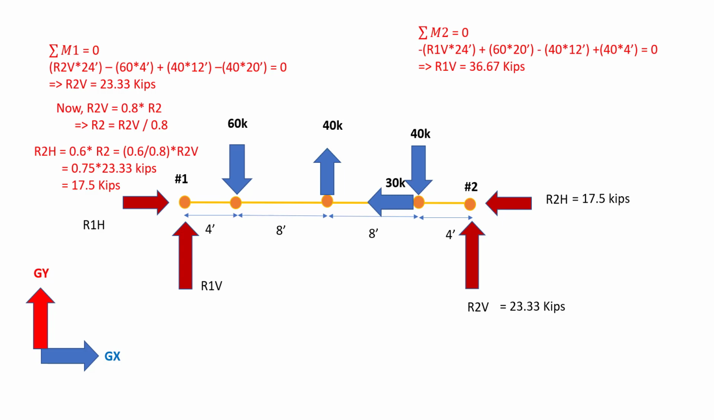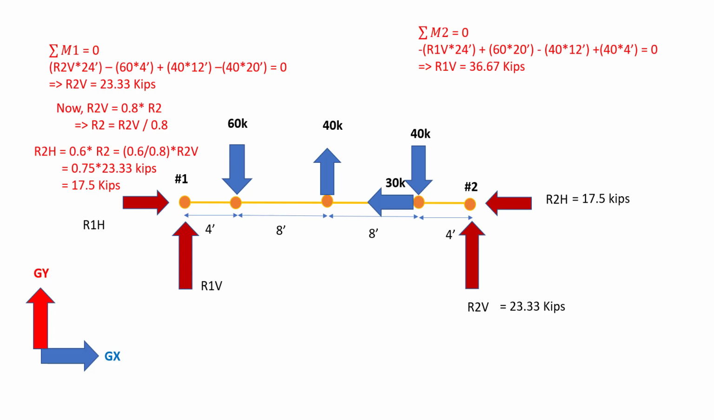Again, all the horizontal forces go out of the equation, and R2V goes out of the equation. The only unknown that remains in the equation is R1V. Now, R1V is located at a distance of 24 feet away from node number 2, and it would create a clockwise rotation with its assumed direction of being positive in the global y-axis. So we have R1V multiplied by 24 feet, and then we have a 60 kip load which is acting at a distance of 20 feet, and it would create an anti-clockwise movement.